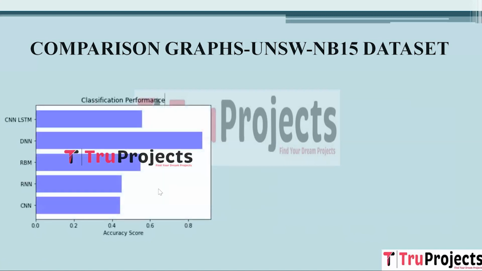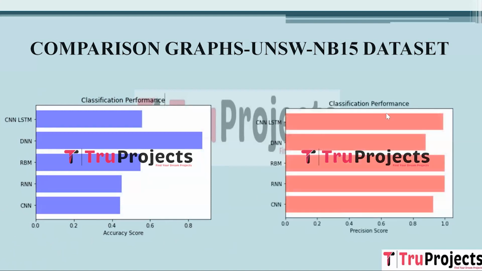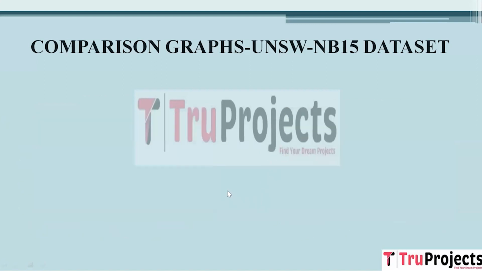This is the accuracy comparison graph of the UNSW-NB15 dataset. On the x-axis, we have the accuracy score, and on the y-axis, we have the algorithm name. This is the precision comparison graph. On the x-axis, we have the precision score, and on the y-axis, we have the algorithm name.